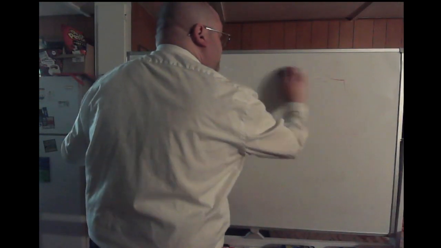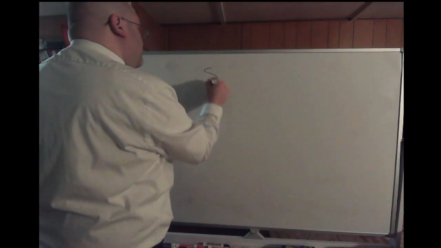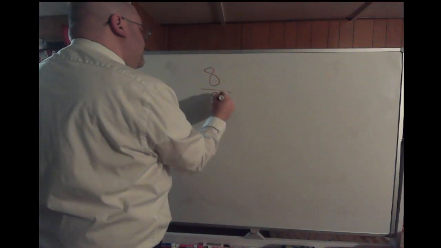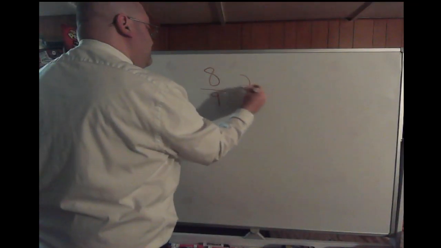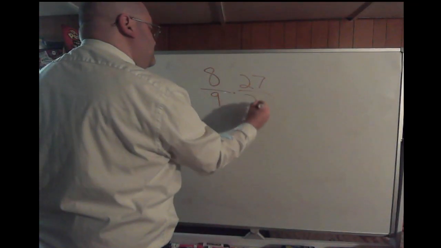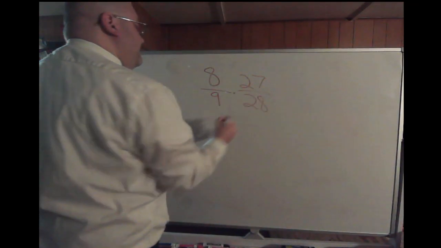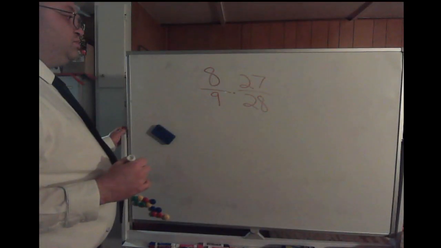I'm going to do a few numbers here, then we're going to jump into the variable ones. Alright, how about this one? 8 ninths times 27/28. We have 8 ninths times 27/28.